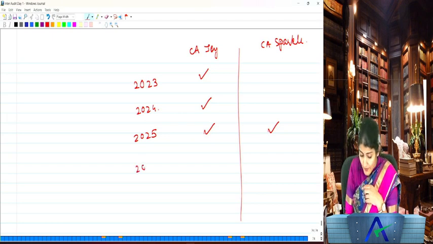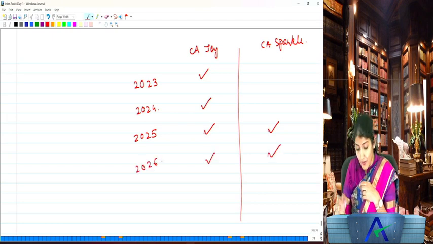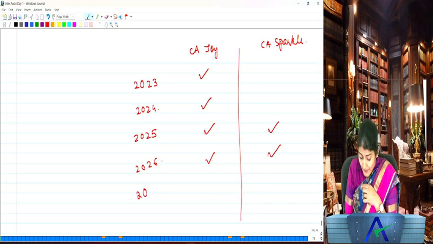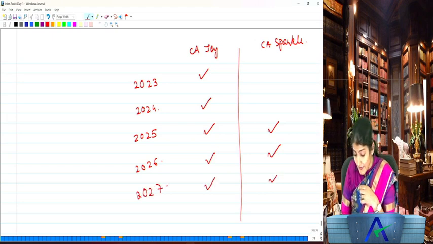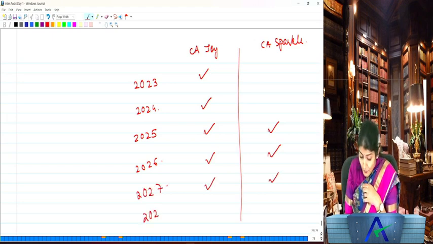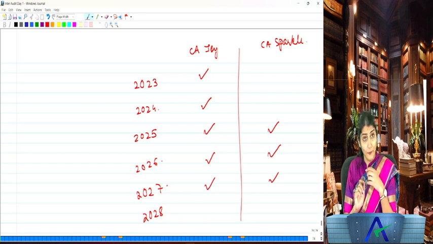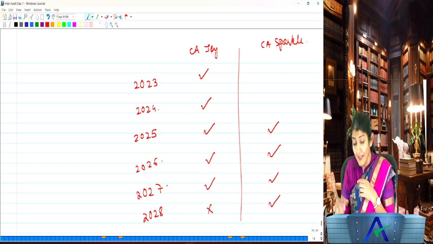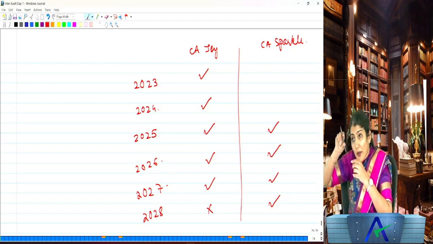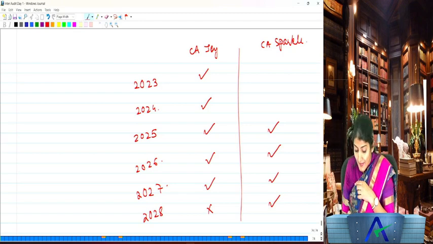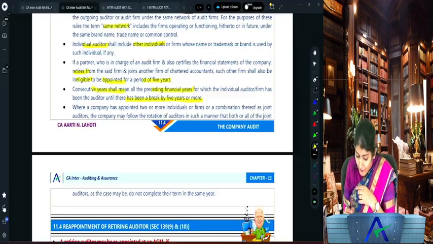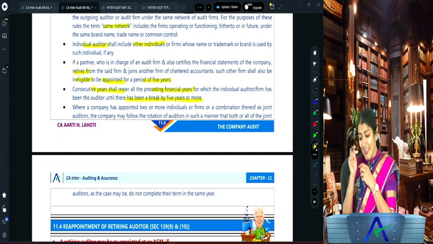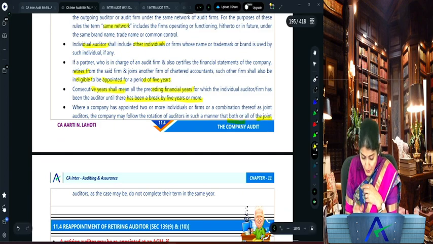Okay, then 2026, who is doing the audit? Joy and Sparkle. 2027, who is doing the audit? Joy and Sparkle. And now 2028, can Joy do the audit? No, but can Sparkle do the audit? Yes. So it says you appoint the joint auditors in such a way that everybody's tenure does not get over at the same time, in a manner that both or all the joint auditors do not complete their term in the same year.